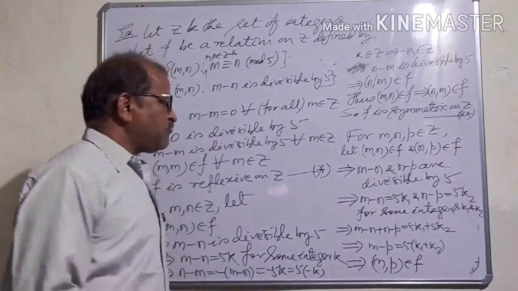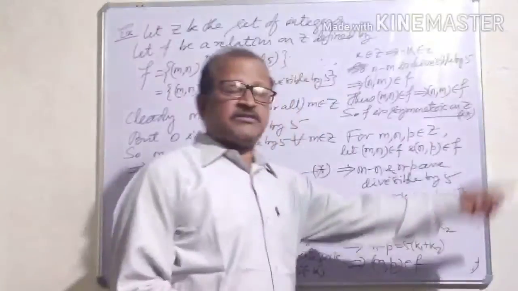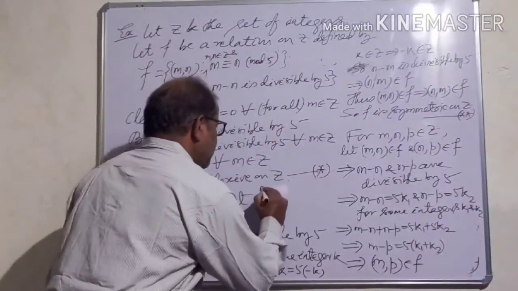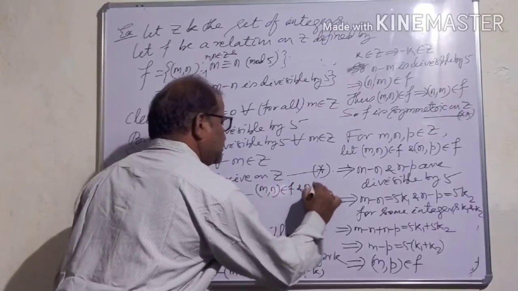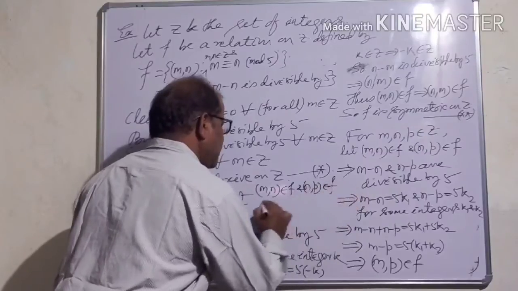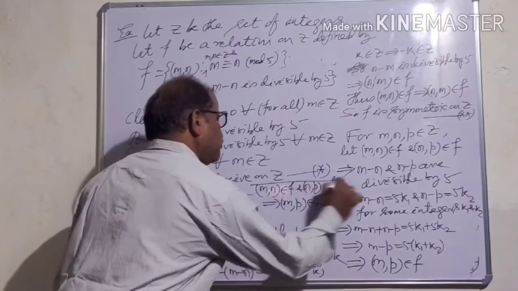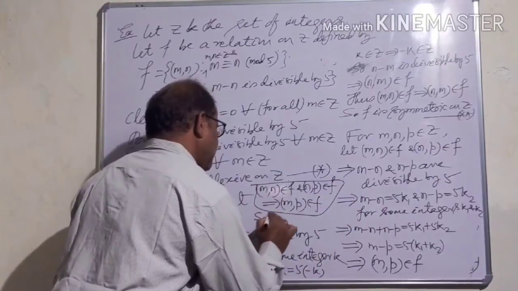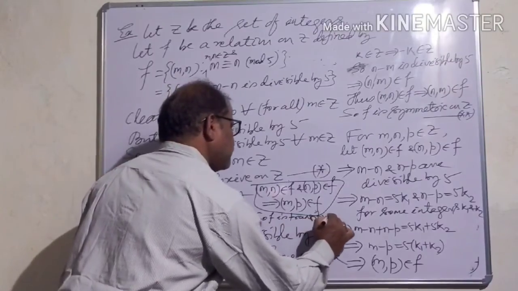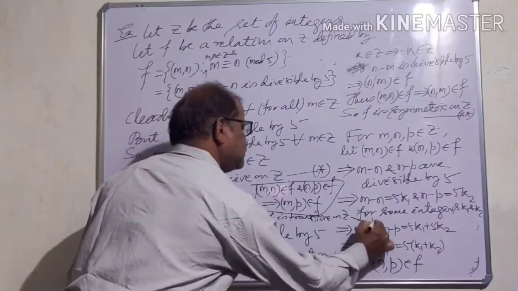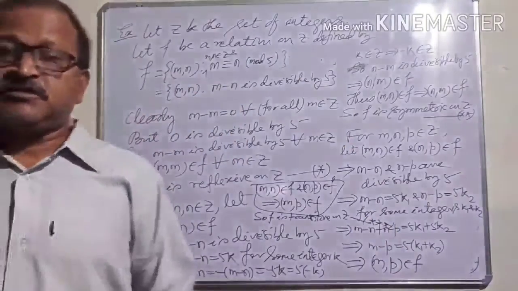Thus, what we have got? M is related to N and N is related to P implies M is related to P. We have proved it. So F is transitive on Z. It is transitive on Z.